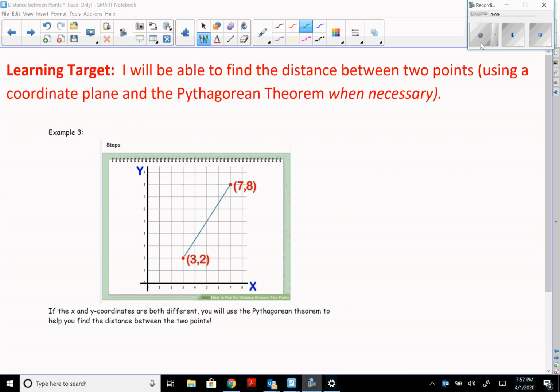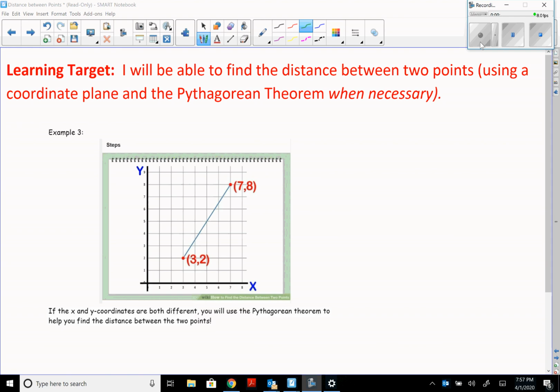In this example and in the fourth example, they're a little bit trickier because you can see that we can't just subtract the x coordinates or subtract the y coordinates. We also can't just count the squares or the boxes on the coordinate plane because the points are not vertically right above or below each other, and they're not horizontally left and right from one another. So it's actually not that difficult if you follow the steps that I've given you on your paper.